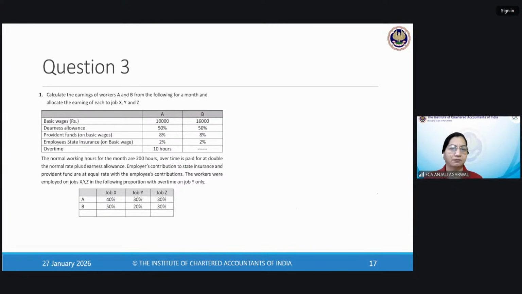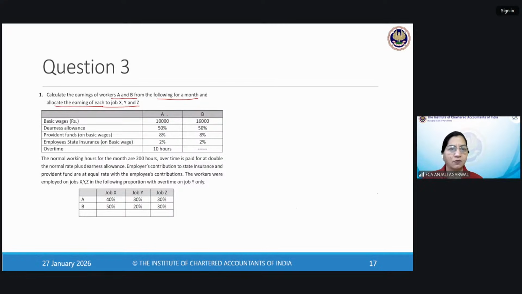It is okay. Now let's talk about how to calculate the hours, how to allocate the time or the cost incurred on workers across various jobs. So first, calculate the earnings of the workers A and B from the following for a month and allocate the earnings of each to job X, Y, and Z.